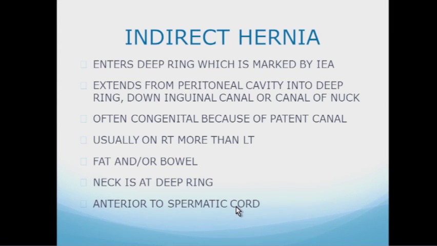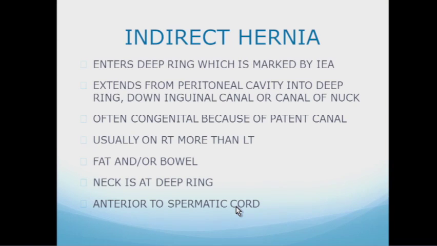Indirect hernia. As I said, indirect hernias come indirectly into the surgeon's field of view, so they have an oblique course down the inguinal canal. They enter the deep ring, which is marked by the inferior epigastric artery. So we look for the inferior epigastric artery because that tells us where the deep ring is. The hernia extends from the peritoneal cavity into the deep ring, down the inguinal canal. In a female, the inguinal canal is called the canal of Nuck.